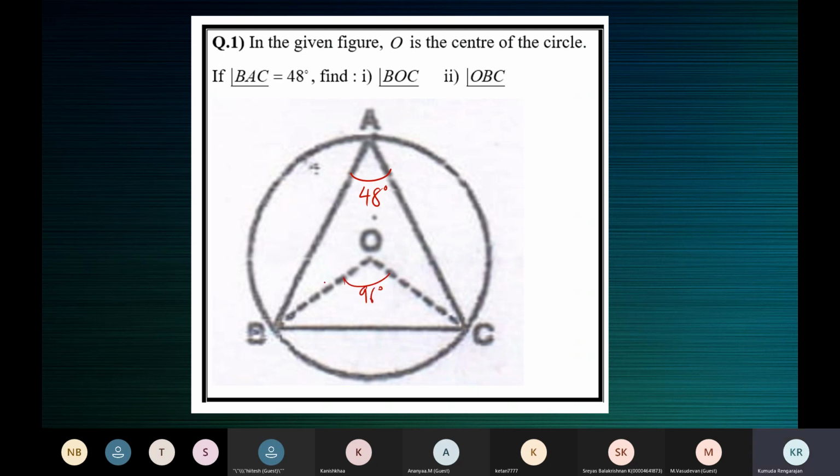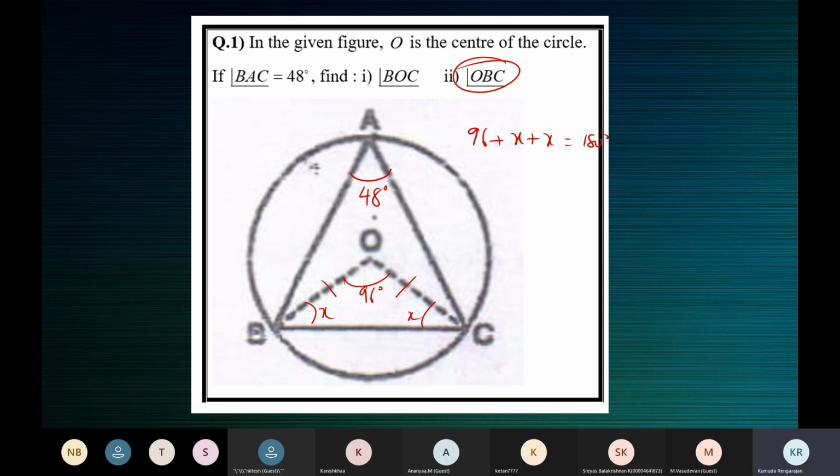OBC is an isosceles triangle because OB is equal to OC. Opposite to OC is this angle. Opposite to OB is this angle. They are equal by isosceles triangle property. 96 plus 2x is equal to 180. And with the help of this, we can find angle OBC.